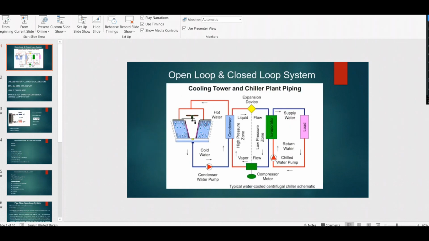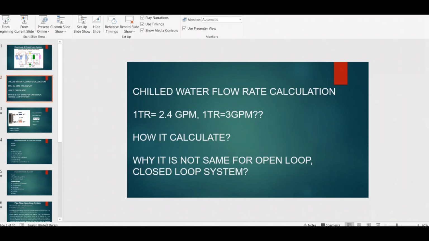So now we have discussed the concept in the closed loop system. It will be 1 ton equal to 2.4 GPM or 3 GPM based on the district cooling system or chiller system, or different systems like that. Now coming to the open loop system, normally we see that 1 ton of refrigeration is slightly higher, because sometimes 1 ton of refrigeration is equal to 3 GPM. Compared with the closed loop system, the open loop system has higher GPM. So we need to know how these higher values are coming.